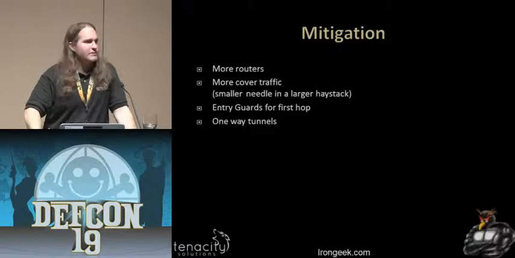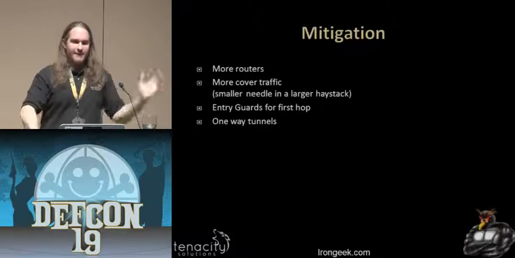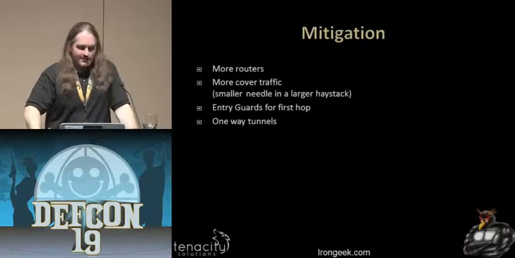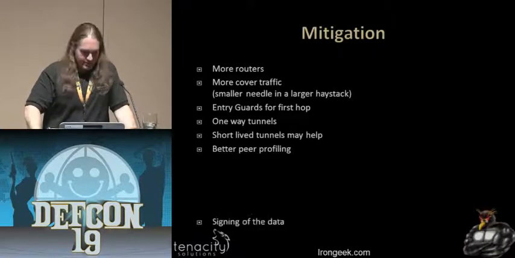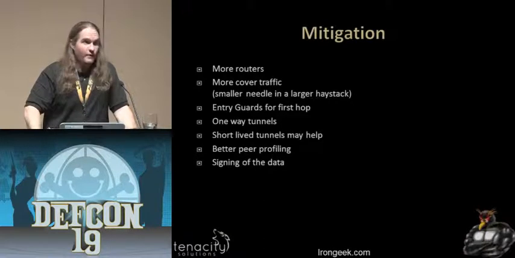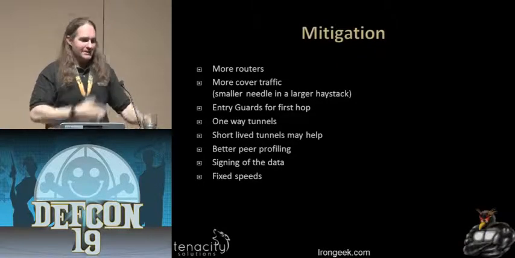One-way tunnels may also help somewhat. If your message is going out one set of nodes, but it's not coming back the same path, it should confuse some traffic analysis attacks. Short-lived tunnels may also help, giving people less time to profile. Better peer profiling to try to spot bad actors. Signing of the data, of course. And fixed speeds is another thing that's been proposed, where someone only sends at a certain data rate.